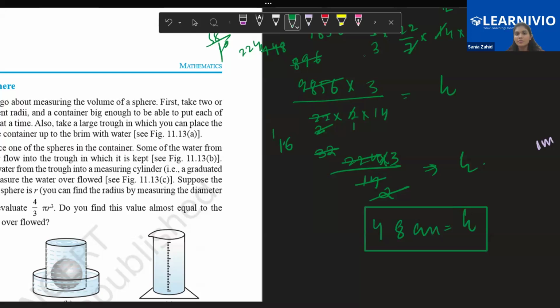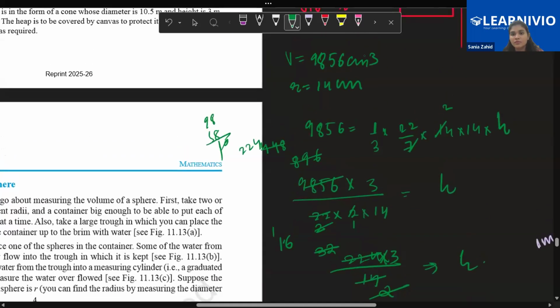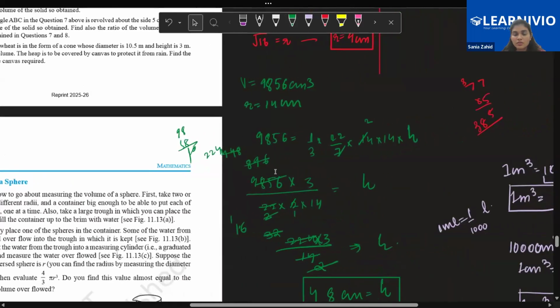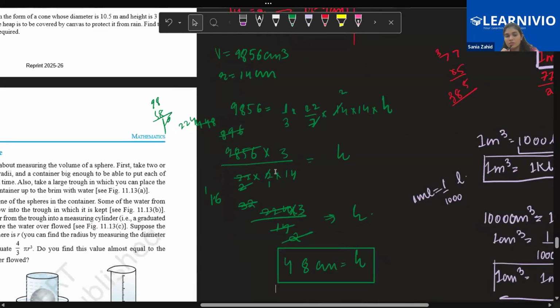Did someone get 48 centimeter? Did you get 48 centimeter or not? No. Why no? Children, do this part quickly and tell me if you are all getting 48 or not.